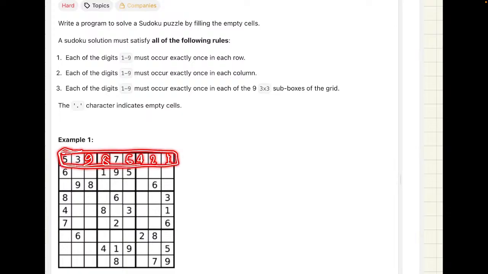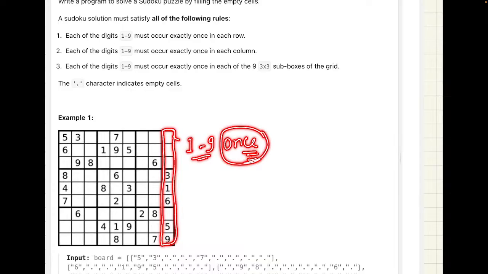This row is valid, but there can be more constraints. Each of the digits 1 to 9 must occur exactly once in each column. So this is a column, and again for the column we have the constraint that 1 to 9 should appear exactly once. So if I use 1 over here, I also have to check that 1 is not there already. We cannot have 1 over here because 1 is already there.